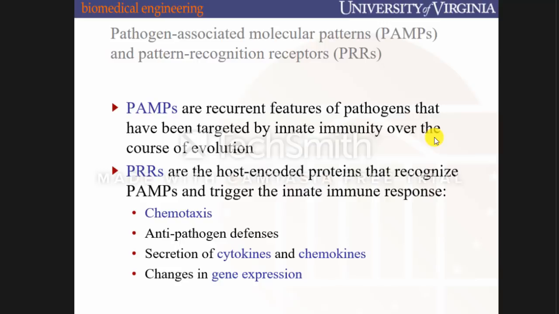And in response to the binding of these PAMPs, you'll have changes in gene expression, and these changes in gene expression will elicit different cytokines and chemokines. Cytokines are secreted proteins that enable communication between different immune cells, and some of those cytokines will induce chemotaxis, and those cytokines that induce chemotaxis are called chemokines. So again, cytokines are secreted proteins that enable communication between immune cells, and those that induce chemotaxis are called chemokines.